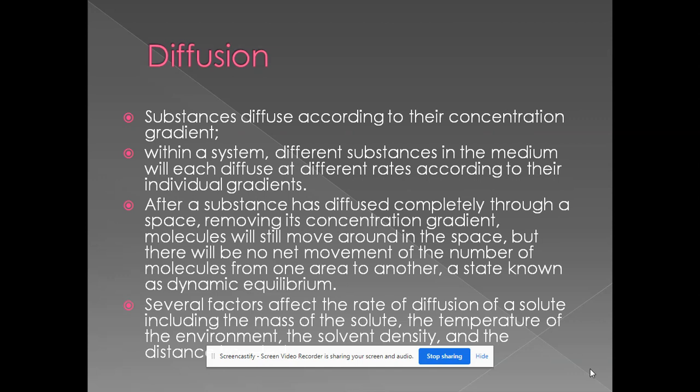Substances diffuse according to their concentration gradient within a system. Different substances in the medium will diffuse at different rates according to their individual gradient. After a substance has diffused completely through space, removing its concentration gradient, molecules will still move around, but there will be no net movement of the number of molecules from one area to another. That state is called dynamic equilibrium.